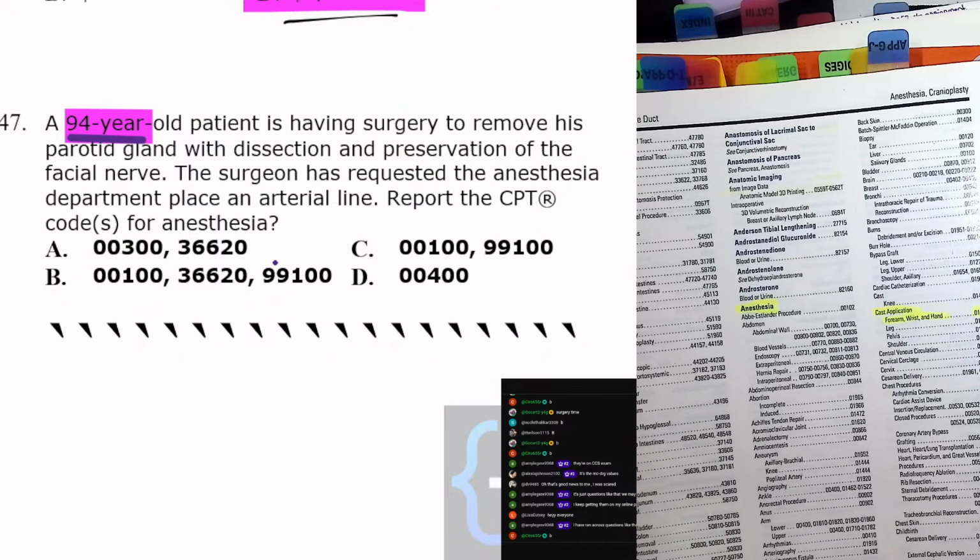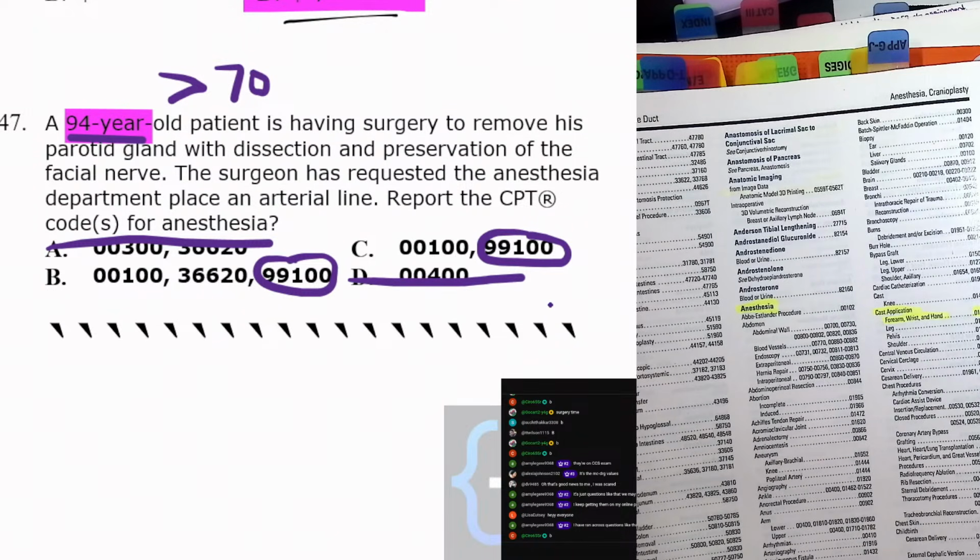You will always have a 99-100 in your answer just simply because this patient is over the age of 70, right? So you can get rid of any answer that doesn't have that 99-100 in it, because anybody that's over 70 or at 70 must have that in your correct answer. Now it's just a difference: did I do 2 procedures or did I do 3 procedures today for this patient?